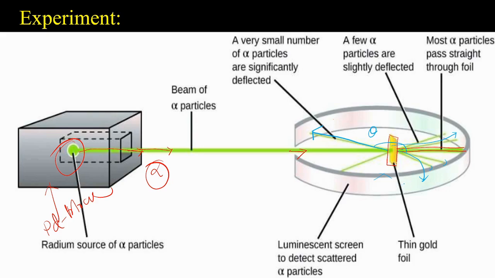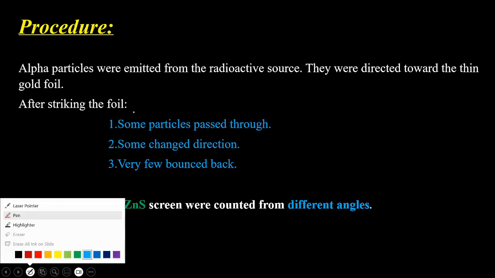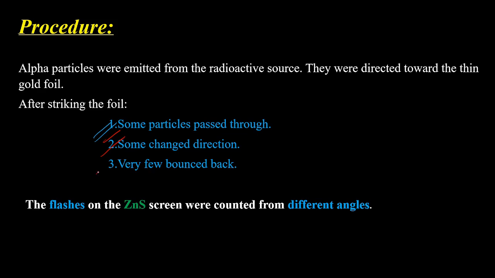So some of the alpha particles got slightly deflected and some got largely deflected. But only one alpha particle out of 20,000 alpha particles coming from the radioactive source bounced back to its original path. So these are the observations of Rutherford's atomic model. Some alpha particles passed through, some changed direction, and very few bounced back. All these observations were made by observing the flashes of light on the ZnS screen.